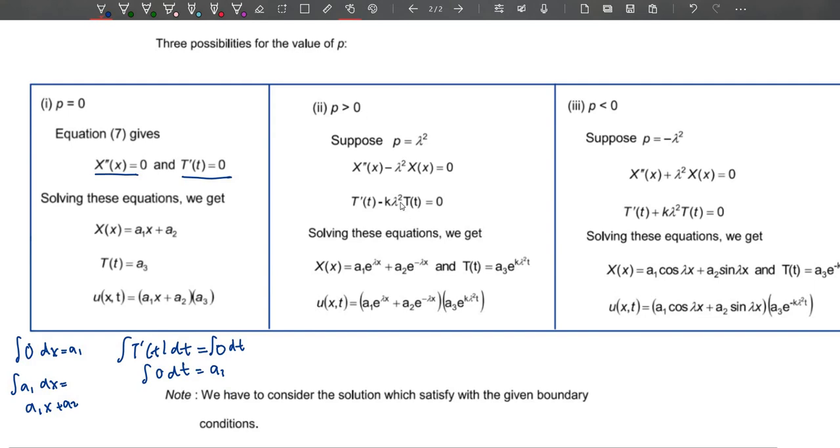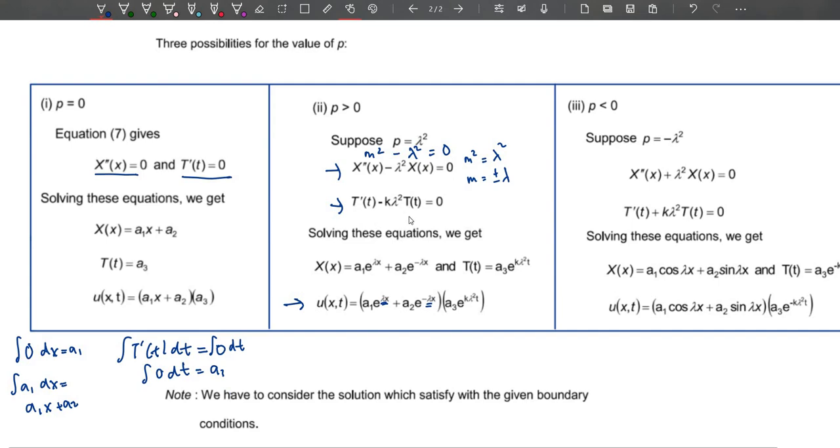Okay, let's say p is greater than 0, and suppose that we use p equal to lambda squared, because it is positive, right? So lambda squared would be the positive value. So these would be the two new equations. Solving these equations, we will get X(x) and T(t). This would be the u(x,t), because we substitute m squared minus lambda squared equal to 0. And here you will have m squared equal to lambda squared, right? So therefore m is equal to plus or minus lambda. As you can see, e^(lambda x) and e^(negative lambda x).